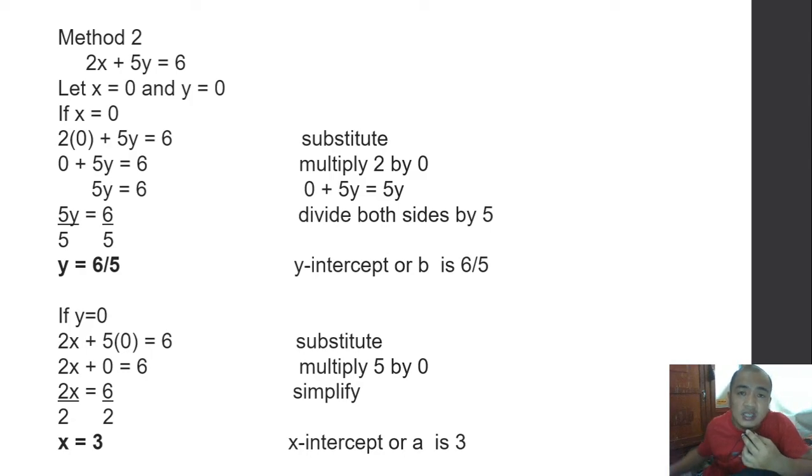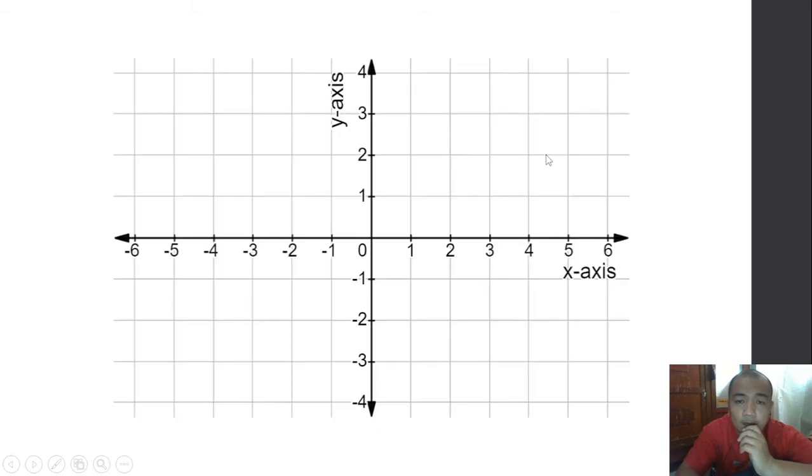So which is easier for you to use, method 1 or method 2? In my opinion, I think method 1 is easier. Just transform the equation 2x plus 5y equals 6 to its intercept form, so that you can determine its x and y intercepts. Although this can also be a good method 2.